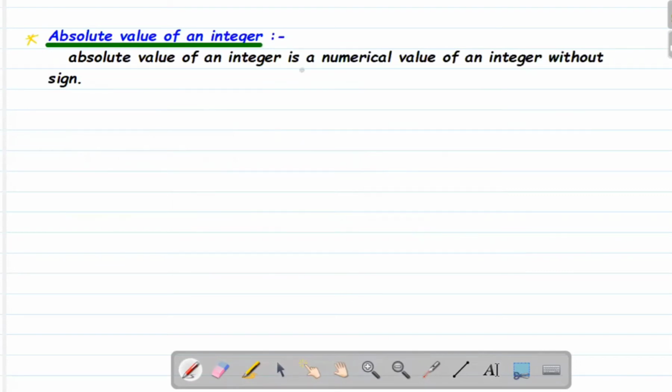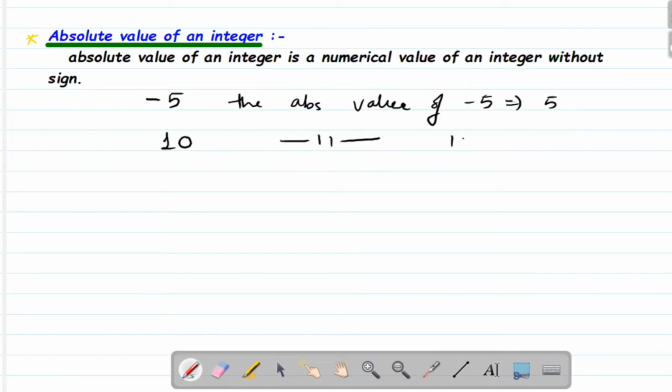The absolute value of an integer is nothing but its numerical value. For example, if I take the number minus 5, then the absolute value of minus 5 is nothing but 5. So what we need to do is just remove the sign. If I ask what the absolute value of 10 is, it is 10 only. Despite its sign, we just have to consider its numerical value.